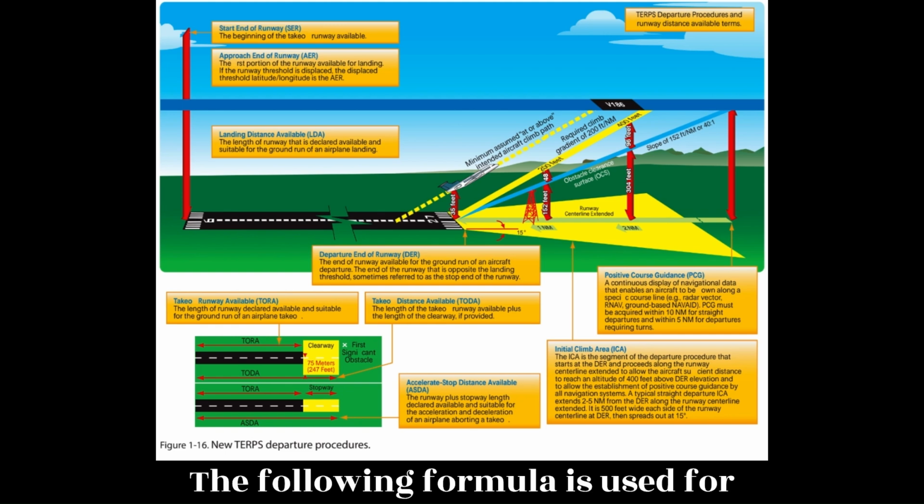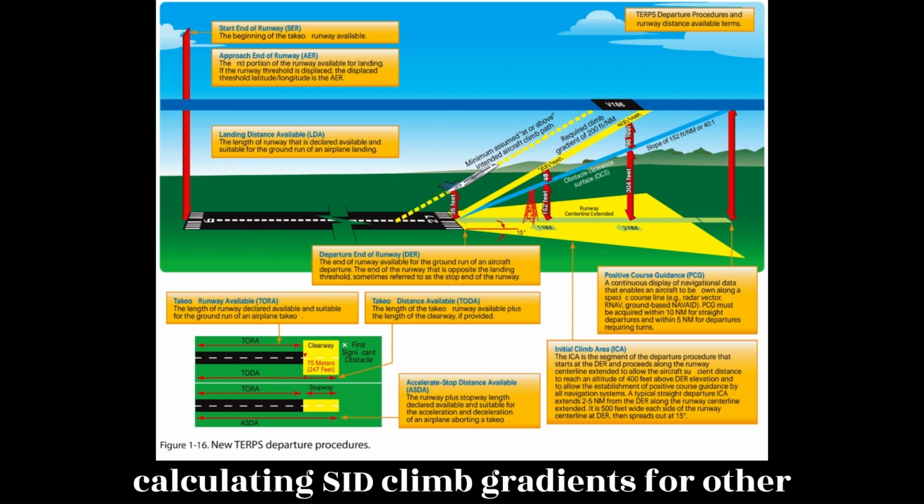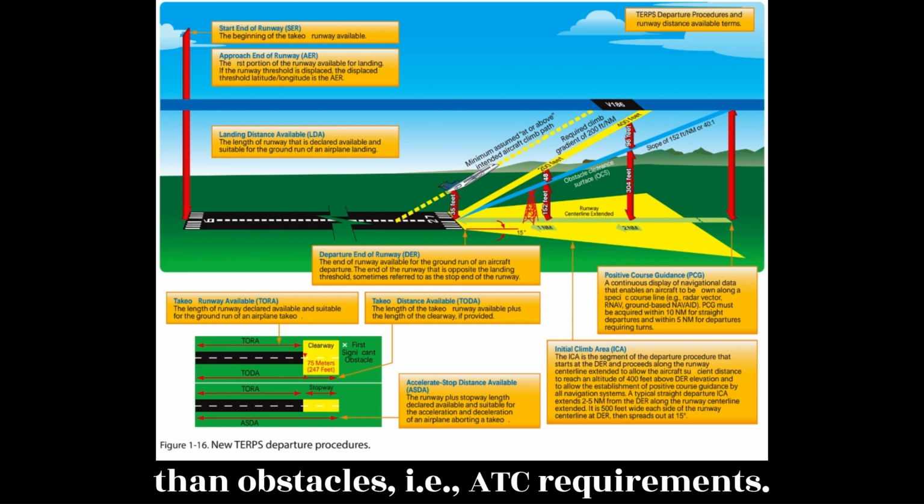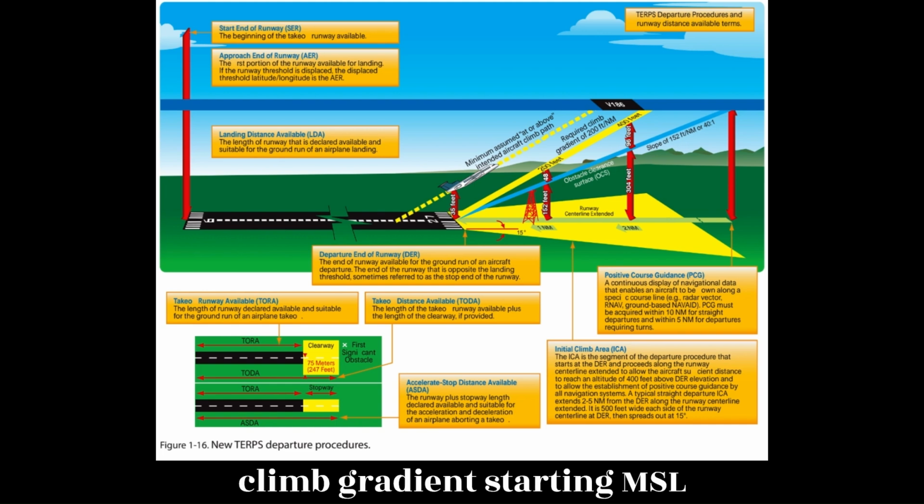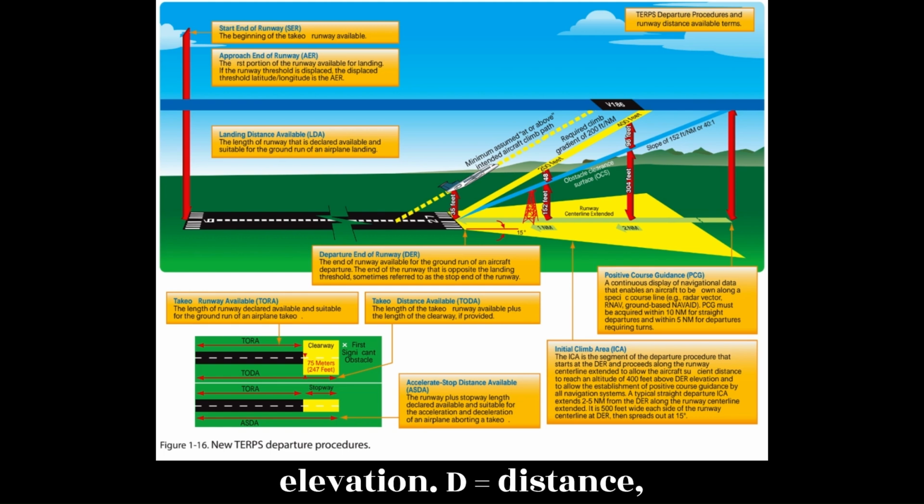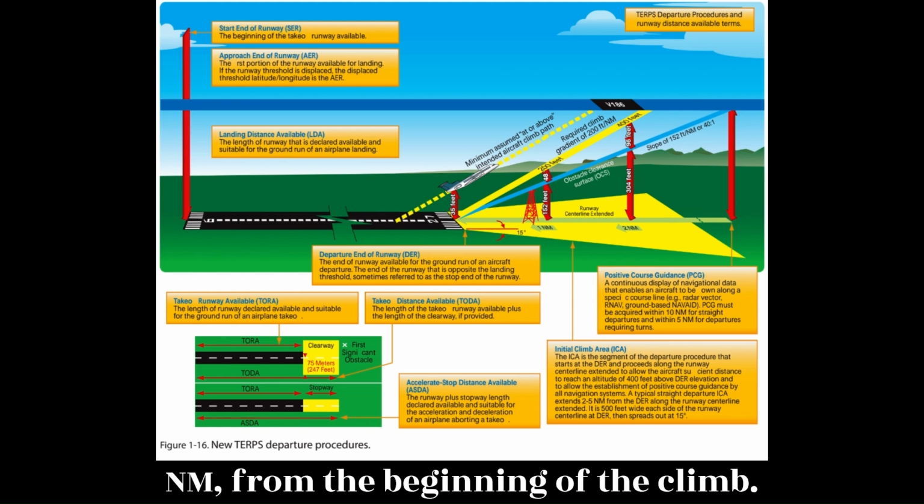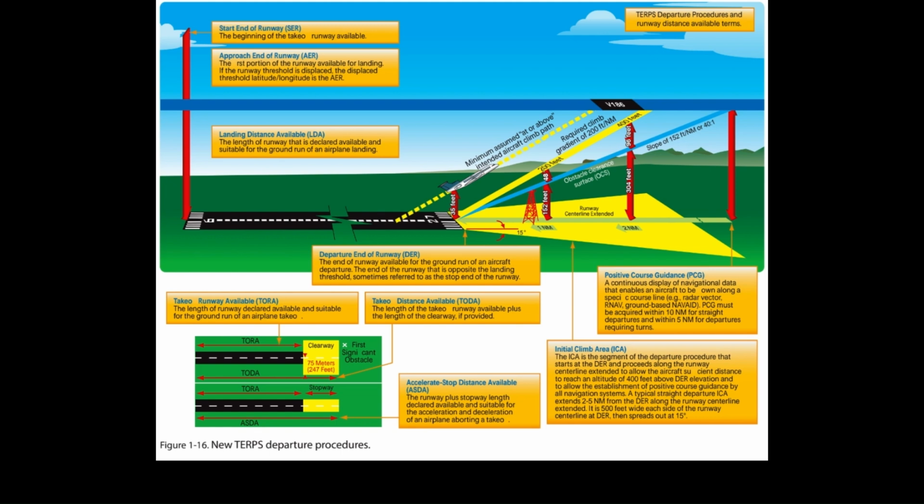The following formula is used for calculating SID climb gradients for other than obstacles, i.e., ATC requirements. CG equals (A minus E) divided by D. A equals climb to altitude. E equals climb gradient starting MSL elevation. D equals distance, NM, from the beginning of the climb. Example: (1221 minus A) divided by 5 is equal to 355.8, round to 356 feet per NM.